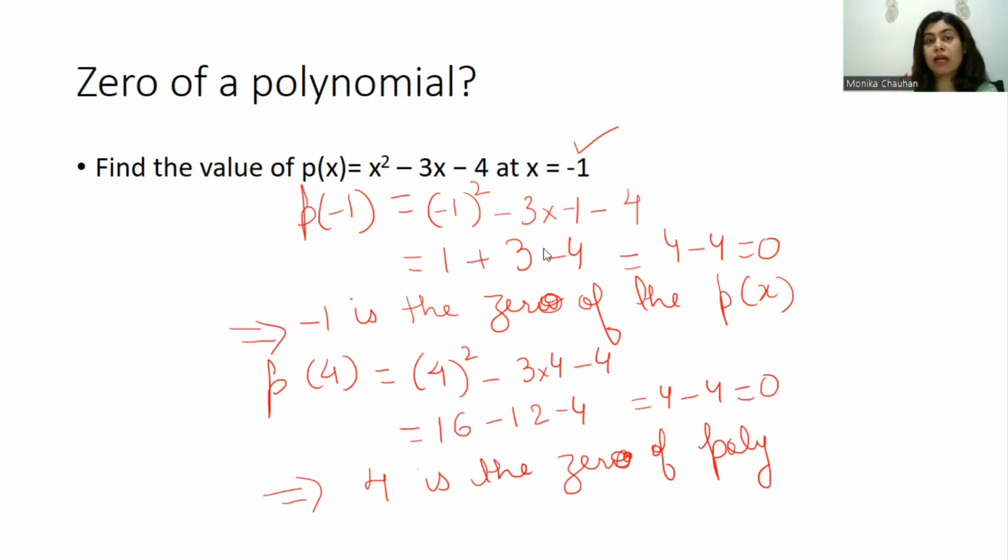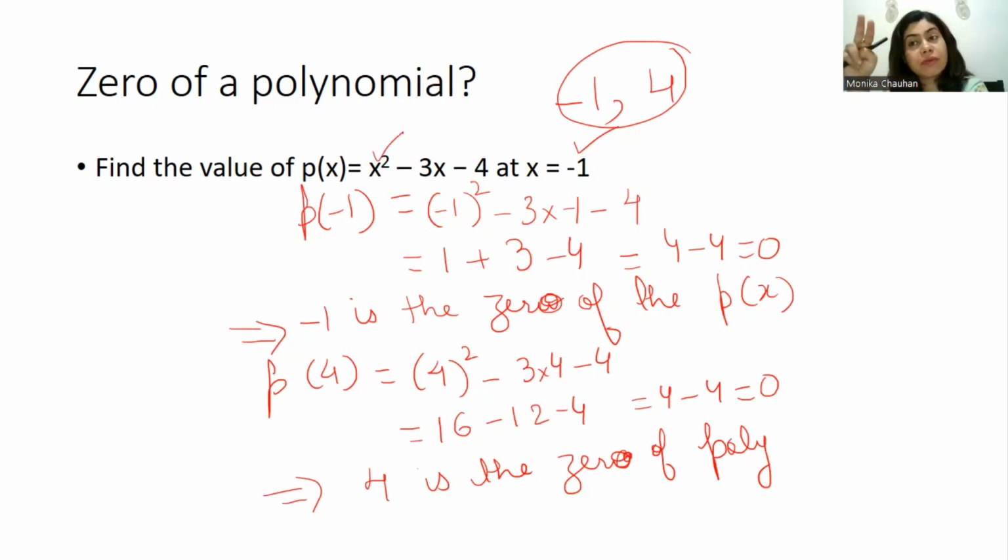So if somebody asks you how many zeros there are, -1 and 4, these are the two zeros of this polynomial. And let me tell you, did you recognize the highest power here? The degree of this polynomial is 2, so it's a quadratic polynomial. If you have a quadratic polynomial, you will have two zeros. If you have a linear polynomial, you have 1 zero. If you have a cubic polynomial, you have 3 zeros.